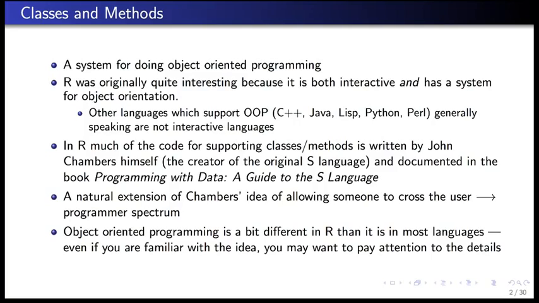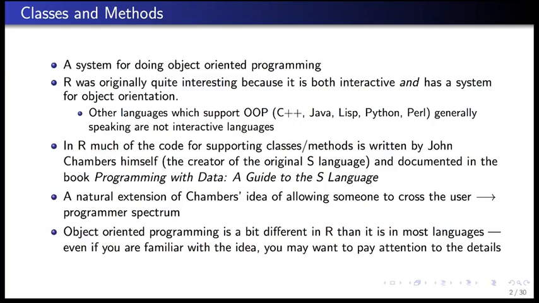In R, much of the code for writing classes and methods was written by John Chambers himself, who was the creator of the original S language, if you remember from Lecture 1. And much of the theory and design of the system is documented in the book Programming with Data: A Guide to the S Language. This is also sometimes referred to as the Green Book. John Chambers is still working very heavily on developing the classes and methods system in R, and so new things are frequently appearing in the language as time goes on.